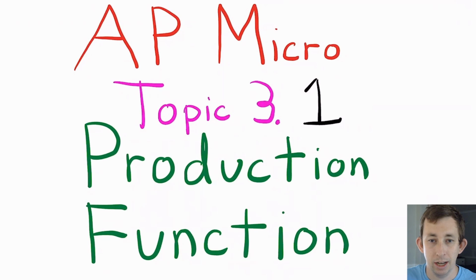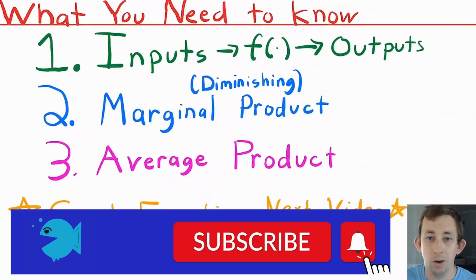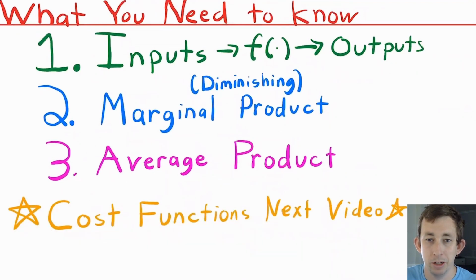Today we're talking about topic 3.1, which is about the production function. Here's what you need to know about the production function. You need to know that the production function tells you how you turn inputs into outputs. We're going to talk about diminishing marginal product and average product. And not in this video, but in the next video, we'll start talking about short-run cost functions. So timestamps are below if you would like to jump around, but let's get right into it.